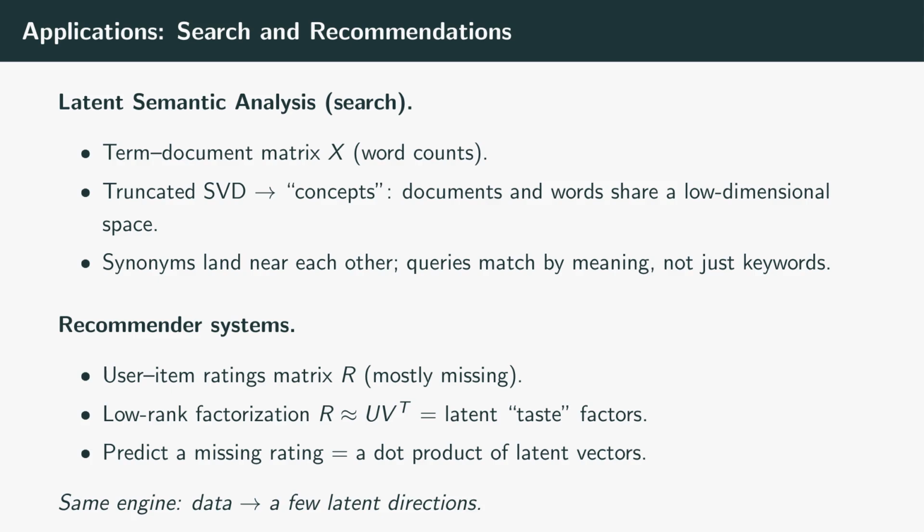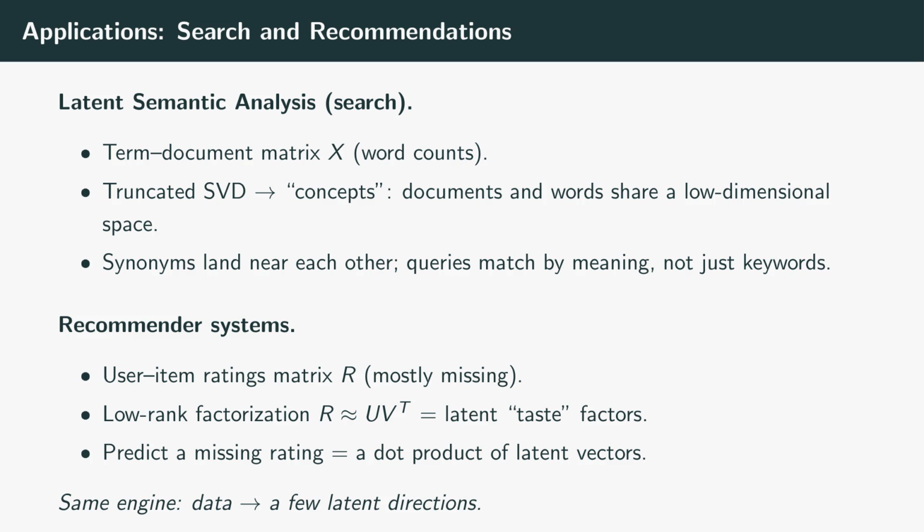2 more world-changing applications, both the same idea. First, search. Latent semantic analysis builds a giant matrix counting how often each word appears in each document, then takes a truncated singular value decomposition. The top singular directions behave like concepts. Documents about the same topic land near each other, and so do synonyms, even when they never share a literal word. So a search can match by meaning rather than by exact keyword. Searching for car can surface a document about automobiles.